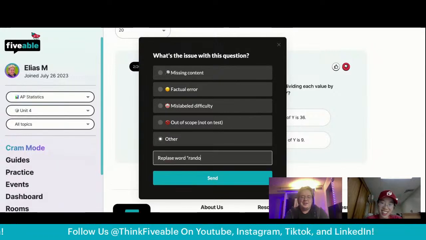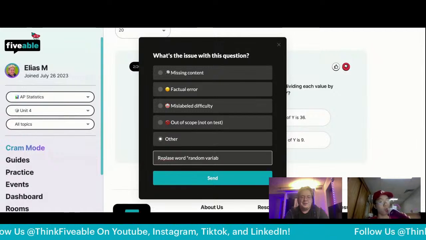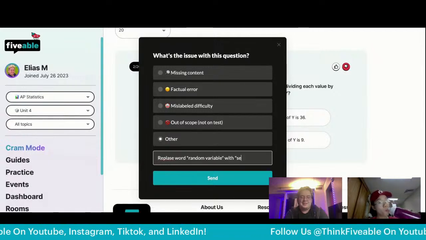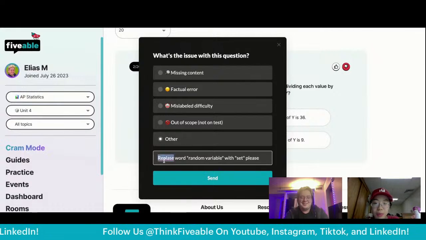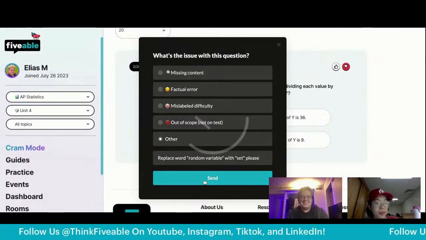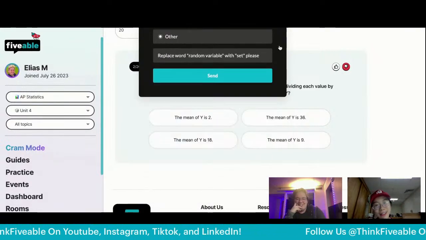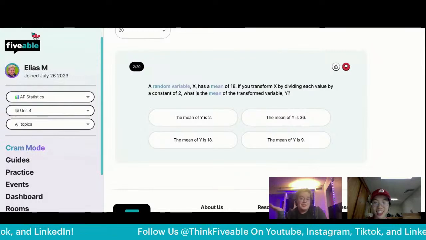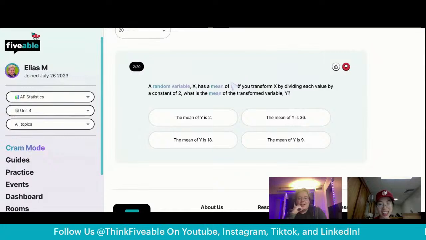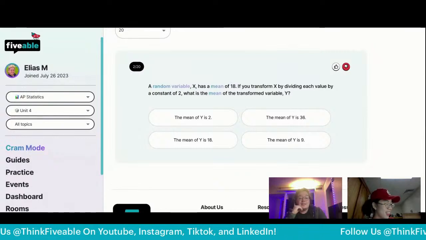Poorly worded. One variable with set, please. Yeah. There we go. And yes, if you have any feedback or catch a mistake, you can tell us. Yes, and it does get looked at. And we change them. Indeed.